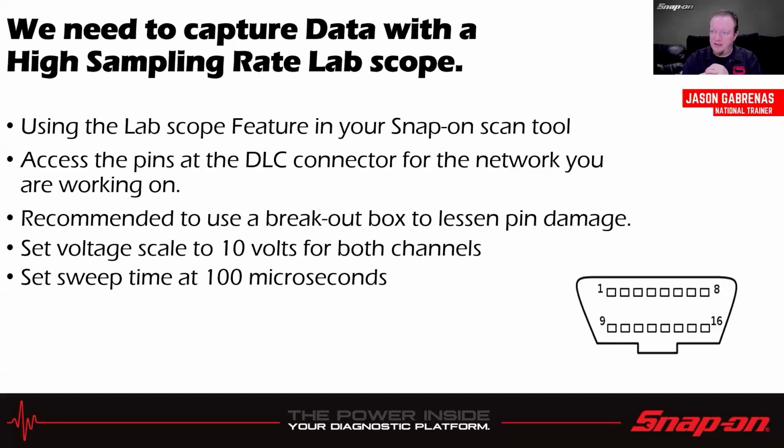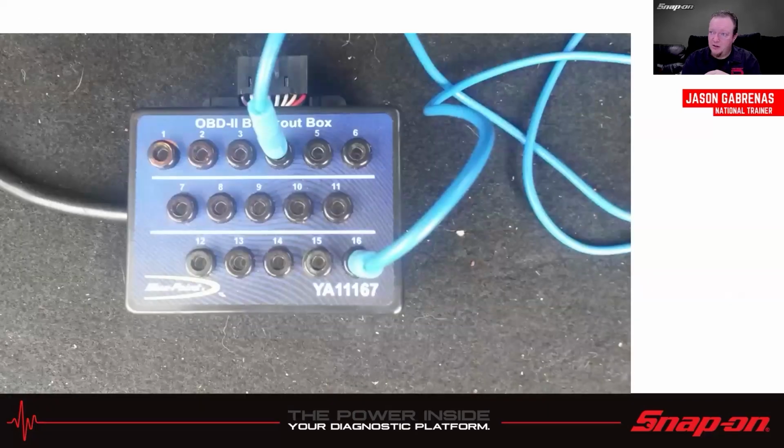Set the voltage scale to 10 volts to start. This is for CAN, but any of them would pretty much be in that range, except for the ones that are like 12 volts. Then you put it in a 20-volt range, I guess. Set the sweep time at 100 microseconds, and we'll see what we get.